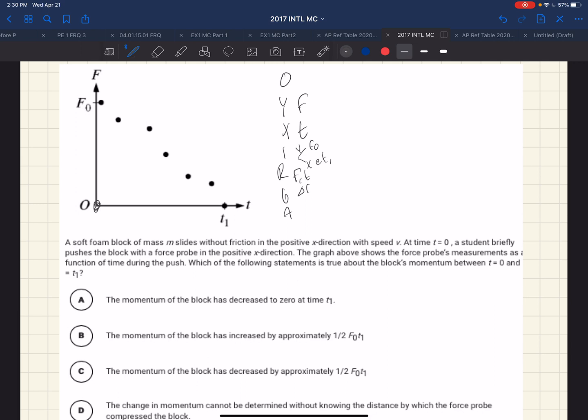The slope is delta F over delta T, or the rate of change in force. And the area is F delta T, which is the impulse J, which is equal to the change in momentum, m delta v.